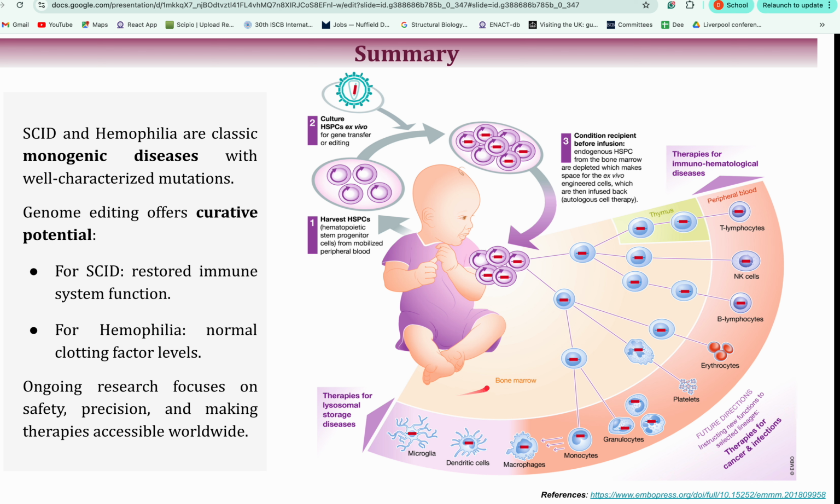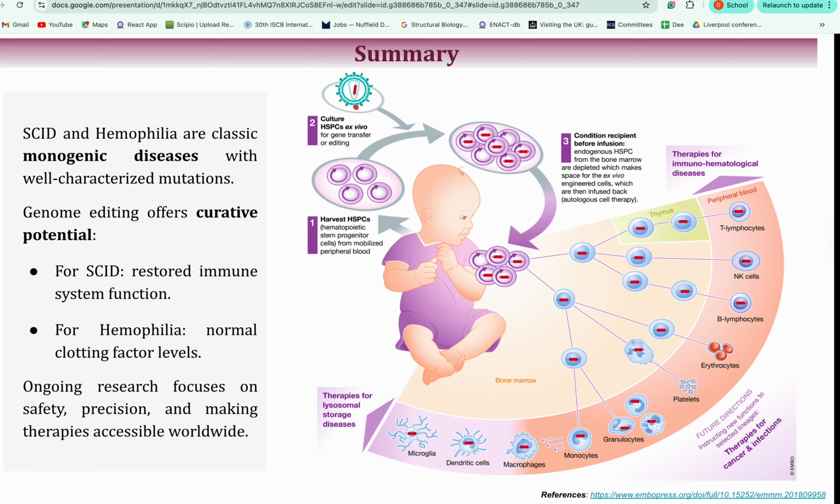So, this case shows you the ex vivo treatment. They harvest the hematopoietic stem progenitor cells from mobilized peripheral blood. As soon as the HSPCs are collected, they are cultured ex vivo, that means outside the body, for gene transfer or editing. Now they are transferred into the conditioned recipient.